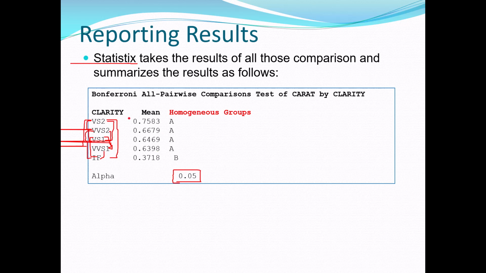And here's what's happening. When VS2 was compared to VVS2, here's what I know. When VS2 was compared to VVS2, the interval ended up being a negative and a positive. Now you don't see that. Those results aren't shown anywhere.